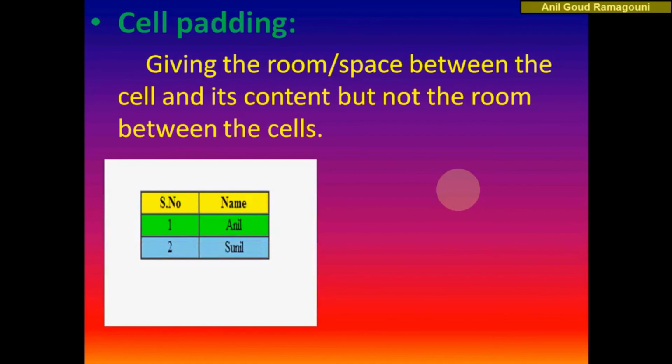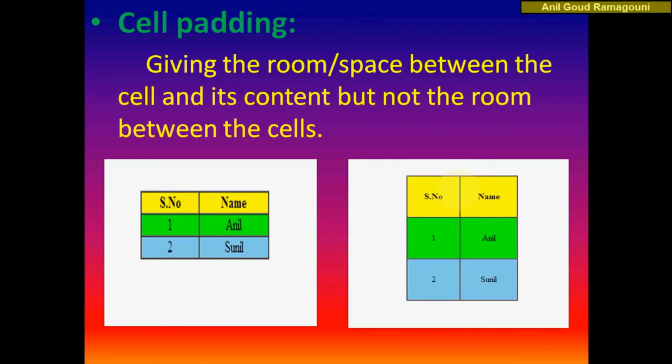Cell padding, this is a normal table. If we apply cell padding with some value, let us consider it as 30, then it will look like this. See, this is the content. Actually serial number is a content, name is the content of the cell. That content and the cell will be separated with the value that we provided. That value is called cell padding value. Now here see, this is the one, and in the normal one it will be in this way. If we apply cell padding, then this value Anil will be separated from the cell with some amount of space. So this is called cell padding.